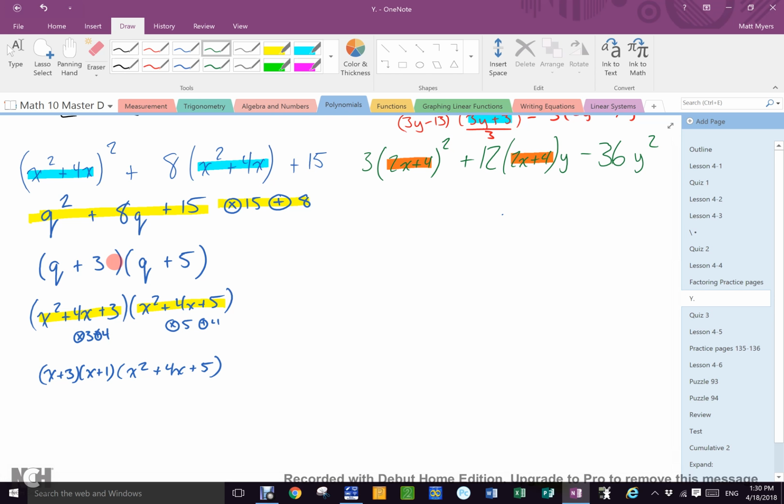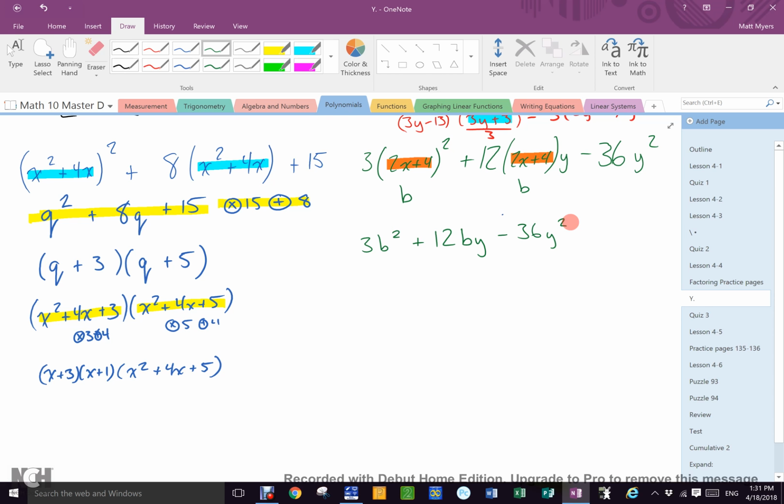Do we notice anything else in green that will help us? That and that are the same. So what can I make them? Any other letter to make it look easy, right? Choose your letter. B, sure. So this is now 3b squared plus 12by minus 36y squared. Now, just like on the old TV show House, you may not know what you're doing, but you know something about that doesn't look right. What about that new line in green is something that bothers you, something that you don't like?